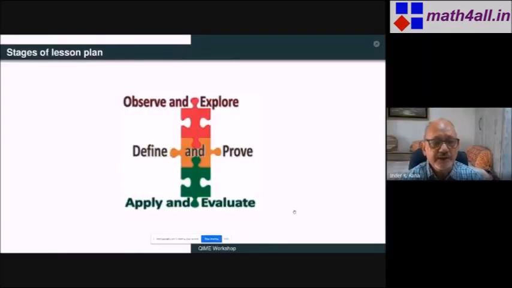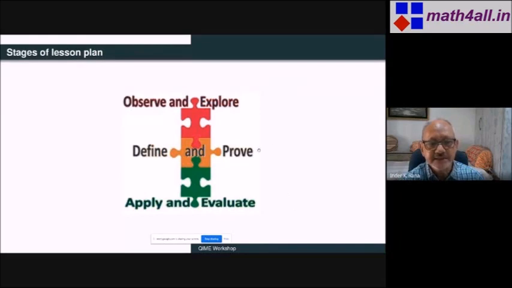So as you know, we have been doing our lesson planning in 3 modes: observe and explore, define and prove, apply and evaluate. The aim of observe and explore is to do either a video sharing or a problem or a real world problem or a puzzle, so that you come to the concept that is going to be taught in your class at that time. So observe and explore is observe, explore and come to the concept so that students understand that this is what is important and is going to be done.